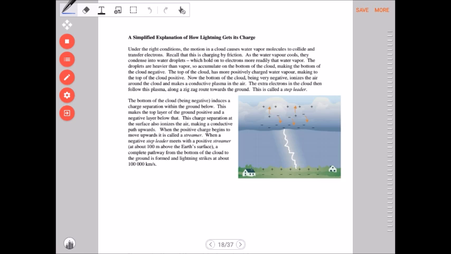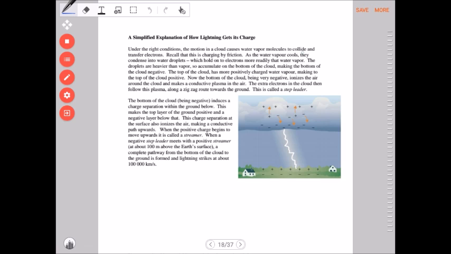Okay, so as the last part of this, let's talk very briefly about lightning and how lightning gets its charge. Under the right conditions, the motion in a cloud causes water vapor molecules to collide and transfer electrons. Recall that this is charging by friction. The water molecules rub against each other. Some of them end up with extra electrons, some of them end up with an electron deficit, making them positive.